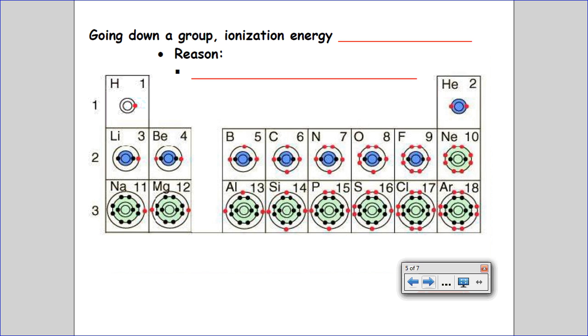If you go down a group, ionization energy decreases. Reason: because there's an increased amount of shielding.